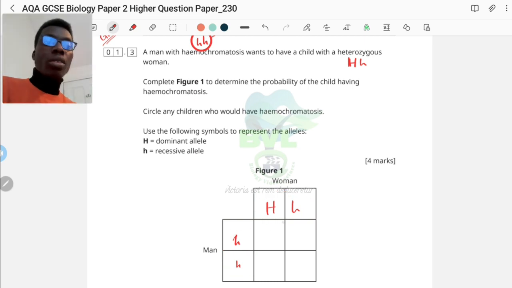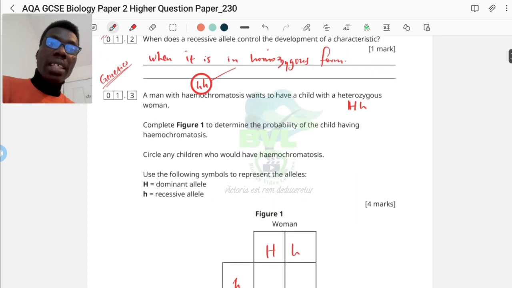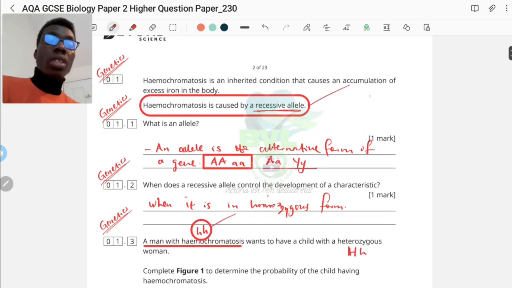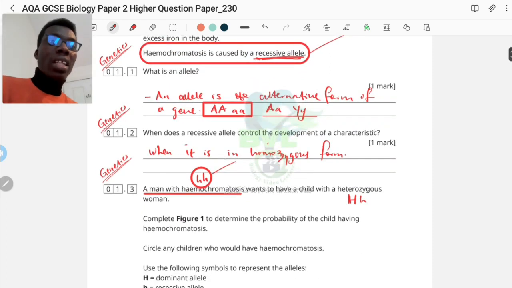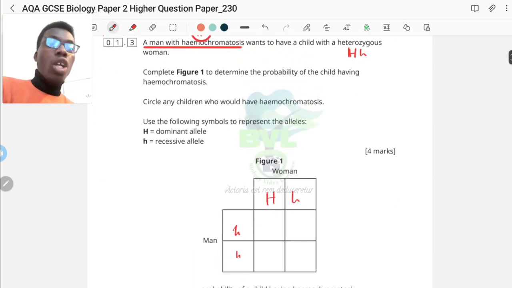You might wonder how I knew she's homozygous. Because it says here, a woman with hemochromatosis, and it's said at the beginning that hemochromatosis is controlled by a recessive allele. And we concluded that any trait controlled by a recessive allele will only show in an organism phenotypically, physically, when it is in homozygous form. So that's why we know that this is going to be homozygous.